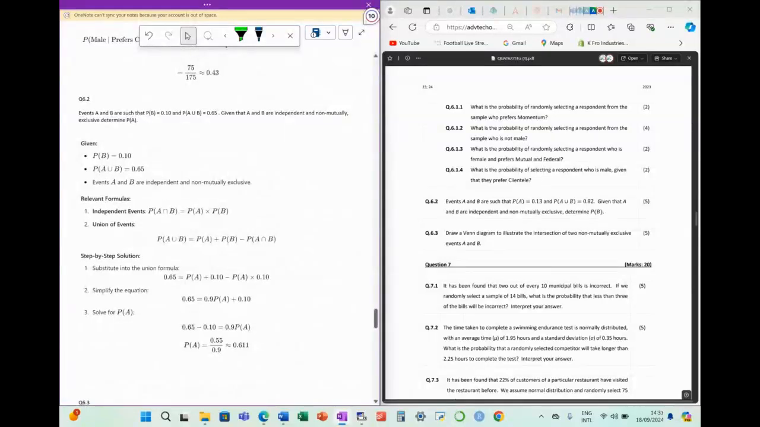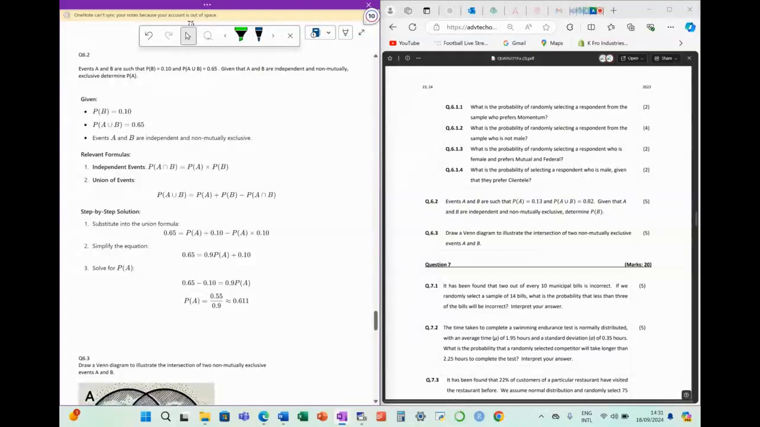Here, if we look at 6.2, they're taking us back to the same question that we tackled yesterday. Events A and B are such that the probability of B is 0.10, and the probability of A union B is 0.65. Given that A and B are independent and non-mutually exclusive, determine the probability of A. Make sure you know this, because they clearly like this question.